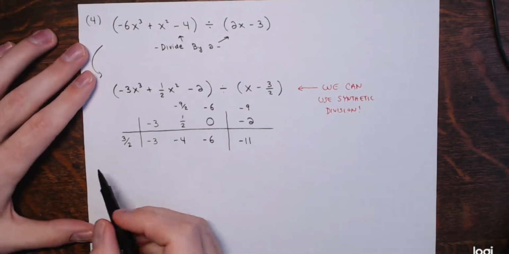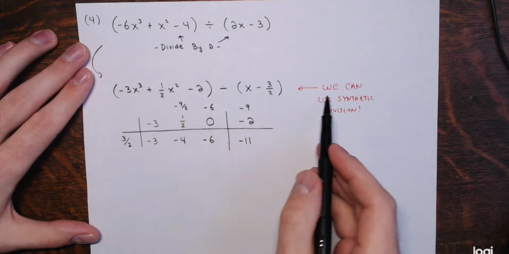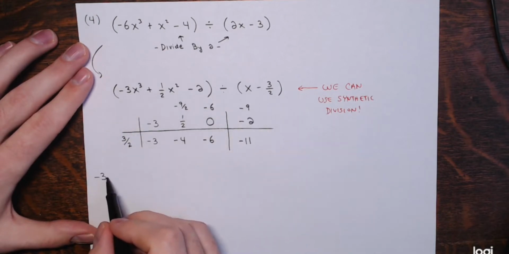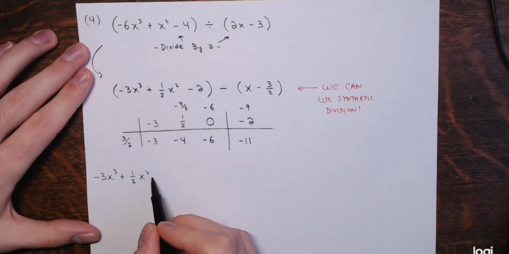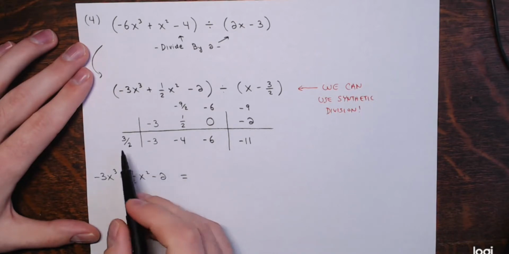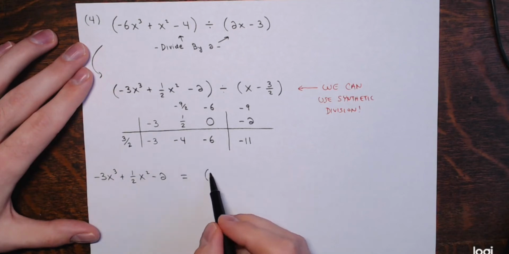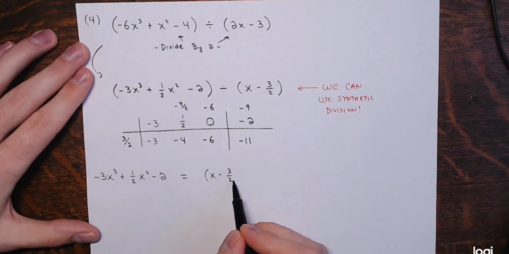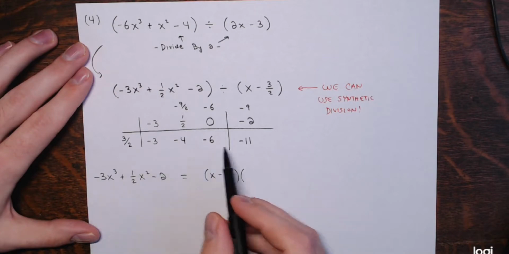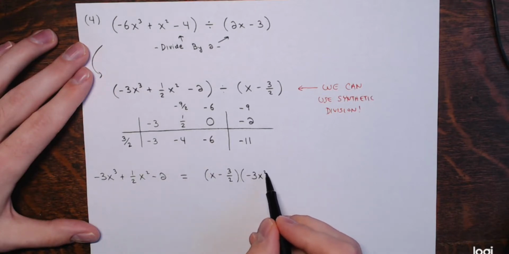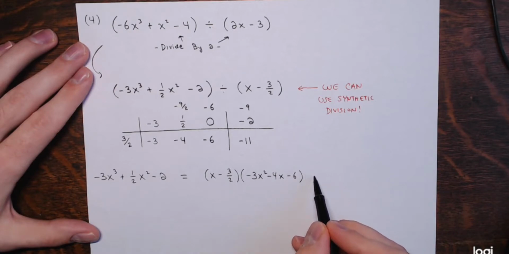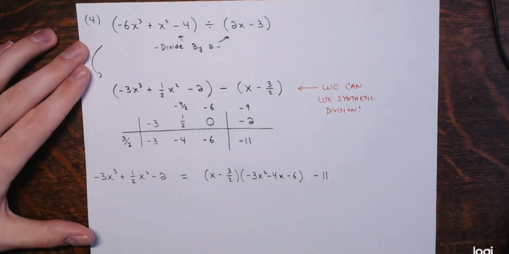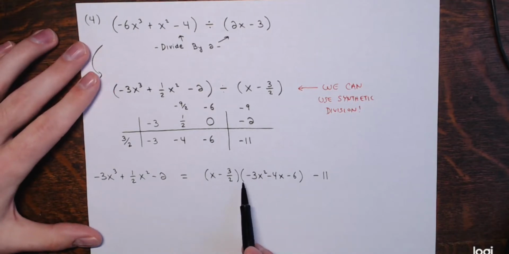So we have from here, where I could use synthetic division, -3x cubed plus 1/2 x squared minus 2 is equal to, right? The divisor was x minus 3 halves times the quotient, which would be -3x squared minus 4x minus 6, plus the remainder, which is -11. Right? Again, you can check this, multiply these, and add -11. You should get this polynomial back here.